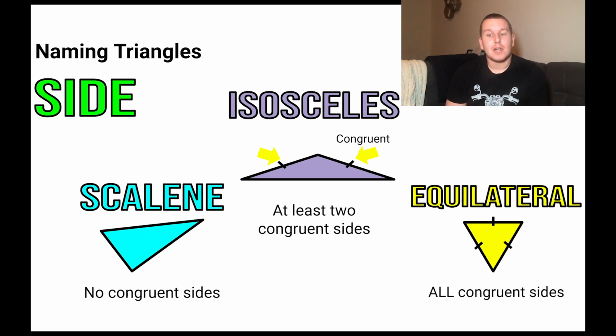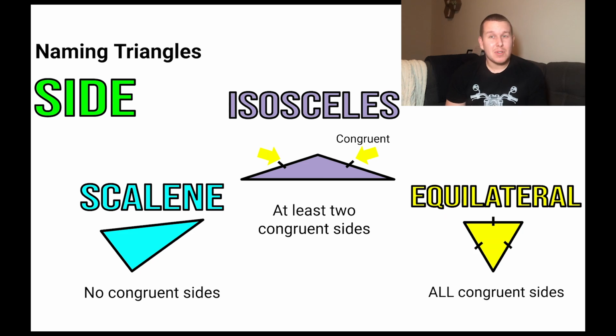And equilateral triangles have all congruent sides. So that means every side is the same length. Something kind of cool about equilateral triangles is they will also have all equal angles and they'll all be 60 degrees. So equilateral has everything the same.